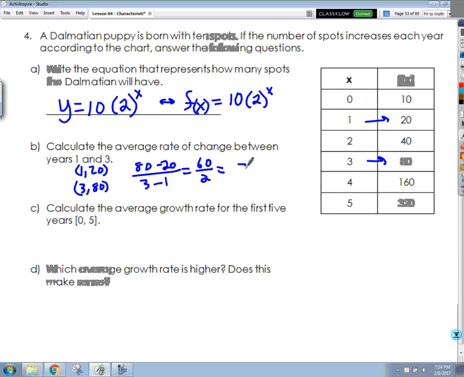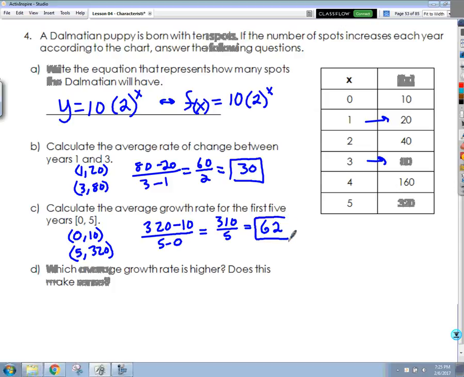Calculate the average growth rate first 5 years, 0 to 5. Well, again, (0, 10) is my first point. Second point is (5, 320). Again, set it up in your rate of change, so 320 minus 10, all over 5 minus 0. You get 310 over 5. This equals 62.